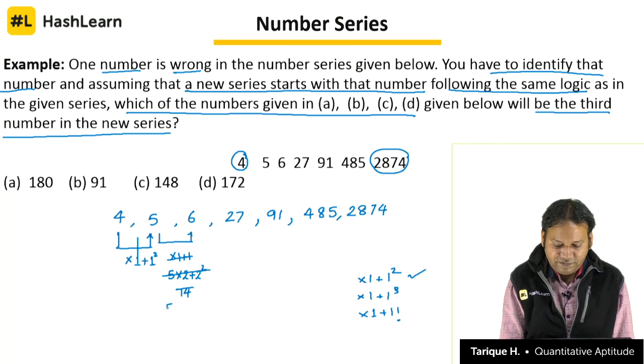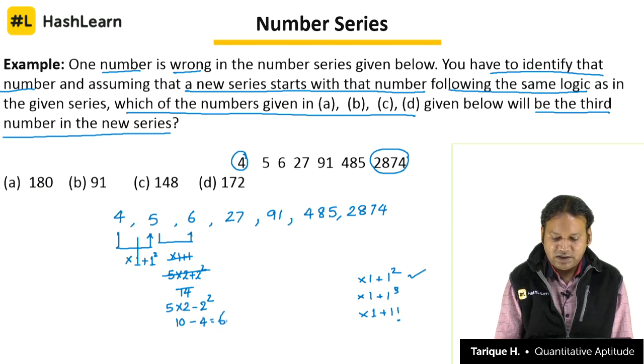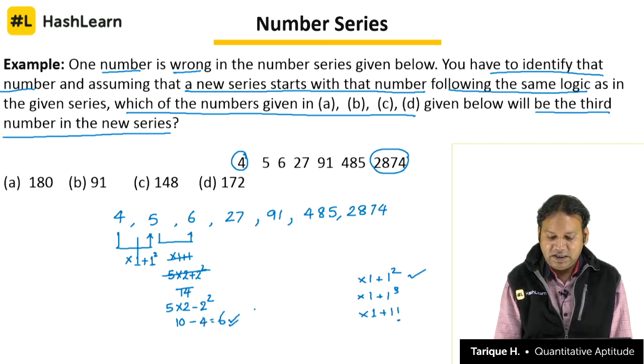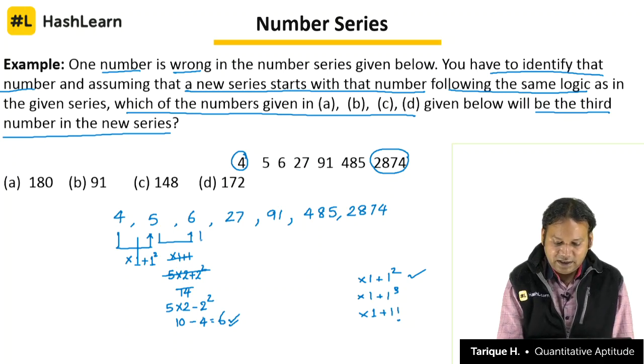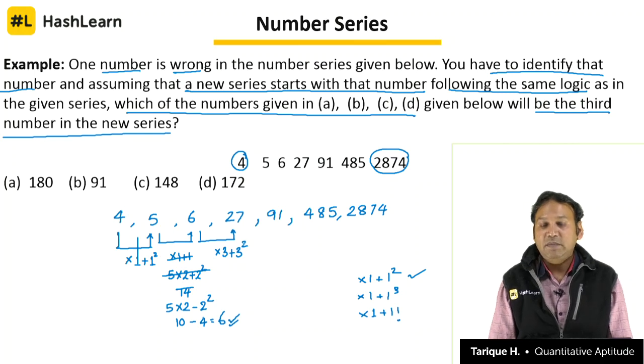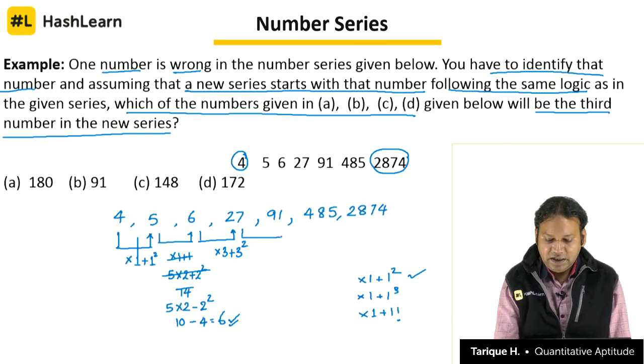What can also be done is 5 into 2 minus 2 square. 5 into 2 is 10, 10 minus 4 is equal to 6. So yes, this is the final series. The series basically is into 1 plus 1 square, into 2 minus 2 square. 6 is right. The next number should then be into 3 plus 3 square. 6 into 3, 18, 18 plus 9, 27, perfectly right. Then the next number should be into 4 minus 4 square. 27 into 4 is 108, minus 4 square 16.